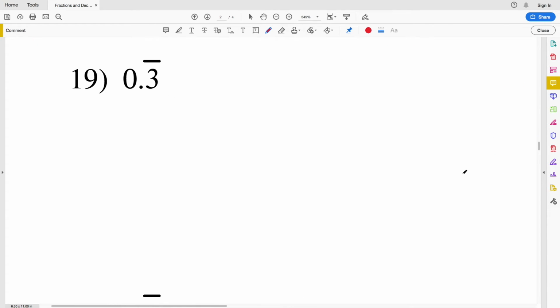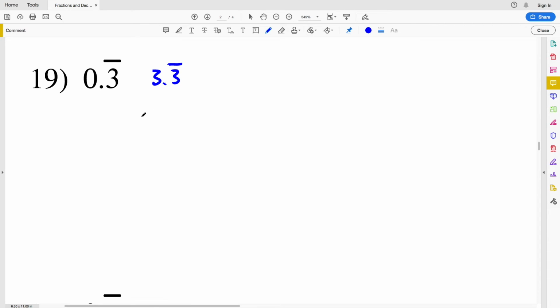Now moving on to number 19, we have another repeated decimal, but I think this one's a little bit easier. Remember our first step in our previous one was to be able to write this as some combination of itself subtracted from some combination of itself to equal some whole number. So let's start by making this a whole number with the repeated decimal. So moving it over once, that would be multiplying by 10. So we'll have 3.3 repeating, so that's 10 times our given decimal 0.3 repeating.